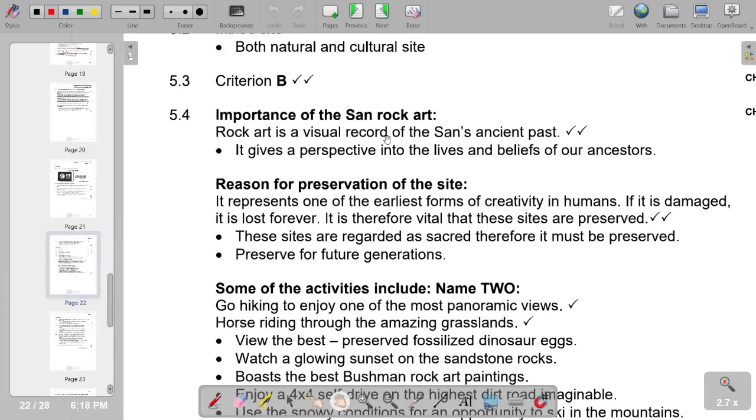The importance of the rock art is that it is a visual record of South Africa's ancient past. It gives a perspective into the lives and beliefs of our ancestors. Then on the reason for preservation of the site, it represents one of the earliest forms of creativity in humans. So these are the explanations on that part. Then some of the activities include hiking to enjoy one of the most panoramic views, and also horse riding through the amazing grasslands. So we have other points that are also correct that we can include.